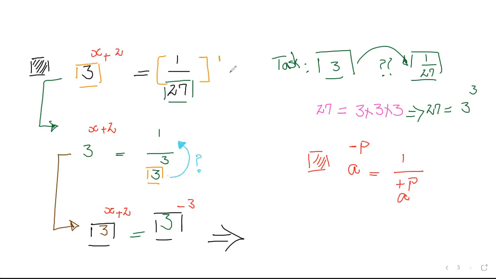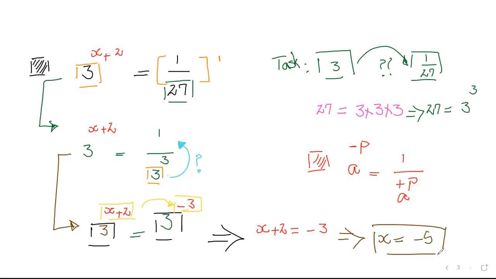It means that as a result, x plus 2 should equal to what? That's right, because now these ones are going to be the same. Now, from here, you say, are you kidding me? It's a very easy task. Because x becomes, you take 2 to the other side, becomes minus 5. And that's the thing that we wanted to solve.